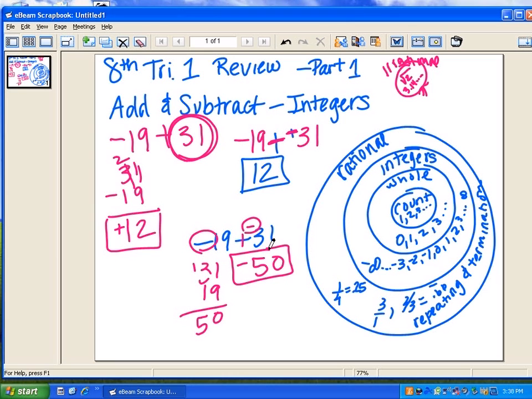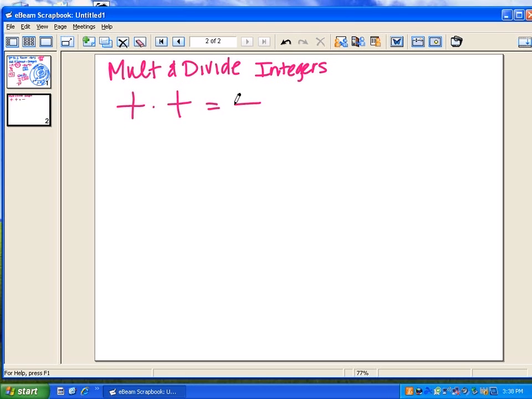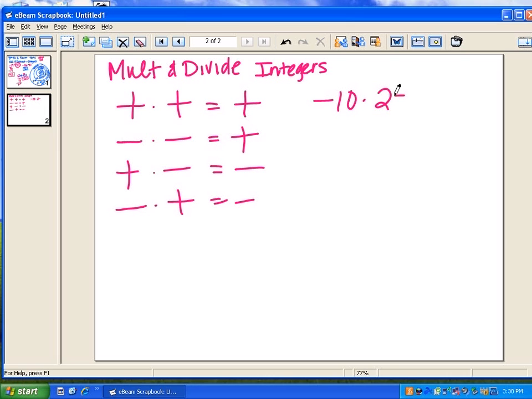Then our next component that we worked with was multiplying and dividing integers. And we had the simple rules: if you're multiplying a positive times a positive, you get a positive answer. If you multiply a negative times a negative, you get a positive answer. So essentially, when you're multiplying and dividing, if your signs are the same, you're going to get a positive answer. But if you do a positive times a negative or a negative times a positive, you're going to end up with a negative answer.